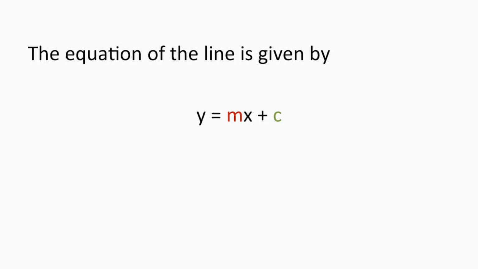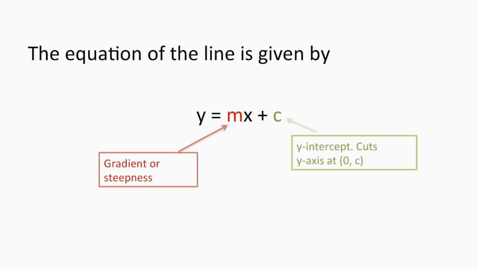So the equation of a straight line is given by y equals mx plus c. And m and c are really important values because they give us information about the graph. M, remember from that example we saw, is the gradient or steepness. And c represents the y-intercept. So in other words, it would cut the y-axis at the point (0, c). So just by looking at an equation of a straight line now, you can tell what the gradient of that line would be and also where it would cut the y-axis.